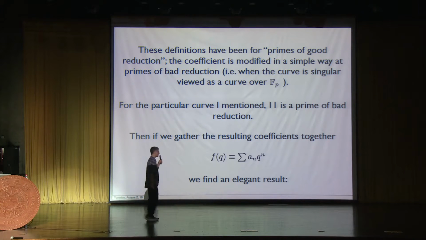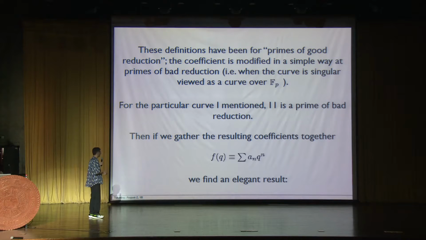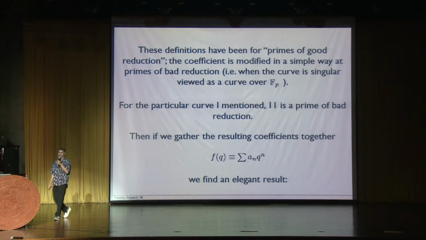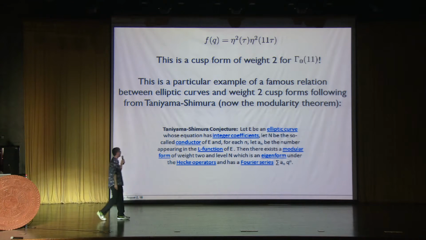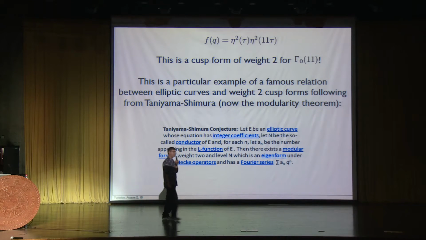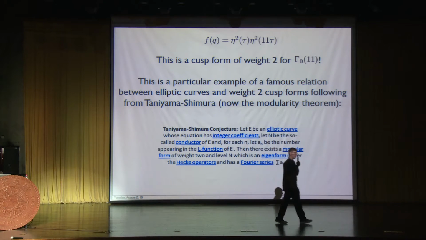Now, if we gather the resulting coefficients, I gave you an algorithm for coefficients, together, we get some formal q series, f of q, defined by the sum of a_n q to the n. And for this particular elliptic curve, I think it was first proposed by Eichler many years ago, that we find an elegant result, that f of q is the square of the eta function of tau times the square of the eta function of 11 tau. The 11 tau is not a coincidence. That 11 is related to the fact that 11 was a prime of bad reduction.